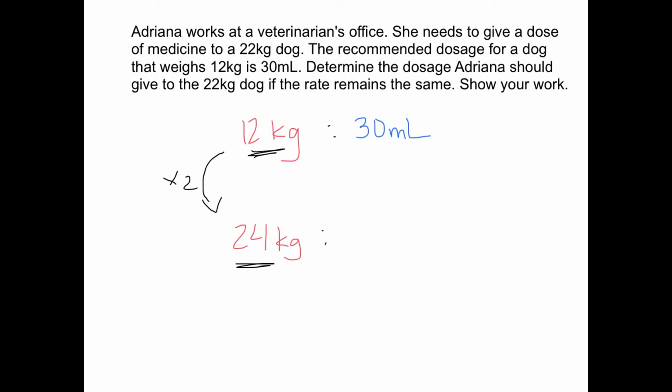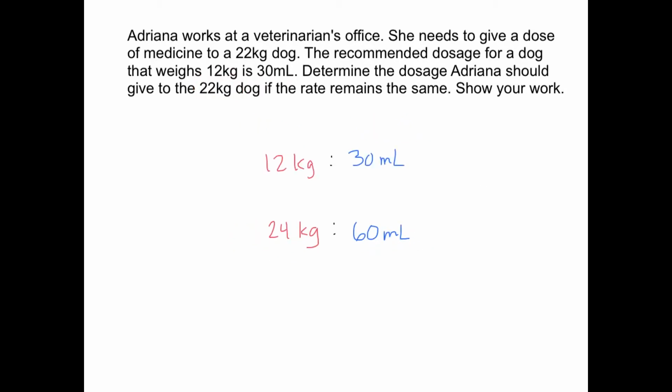Well, if I double one term, what do you think I need to do to the other term? That's right, I would have to double that as well. What's 30 plus 30, or 30 times 2? 60. So for a 24-kilogram dog, we would need 60 milliliters of medicine. But that's not what the question asked us. The question asked us to find out how much medicine we would need for a 22-kilogram dog. Let's see how this information can help us.